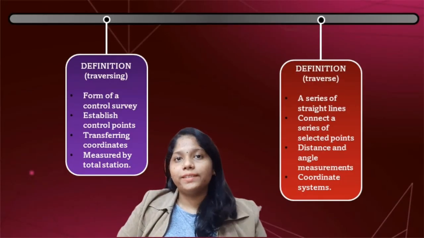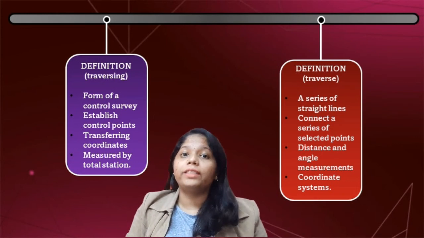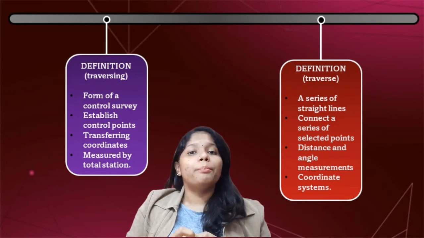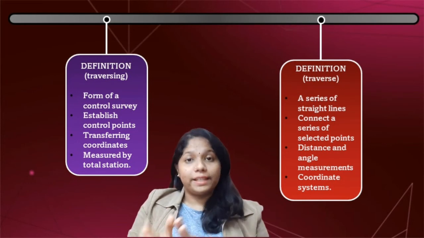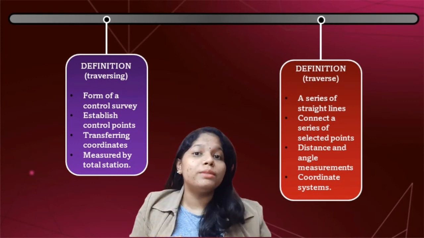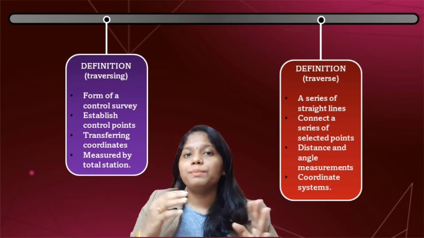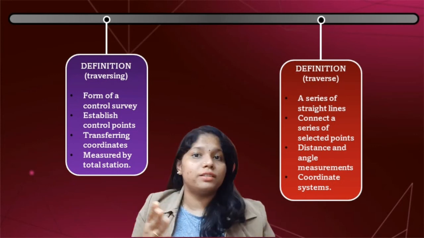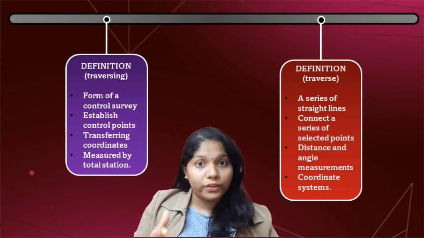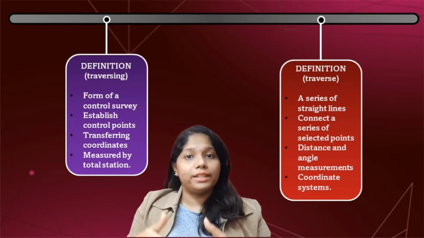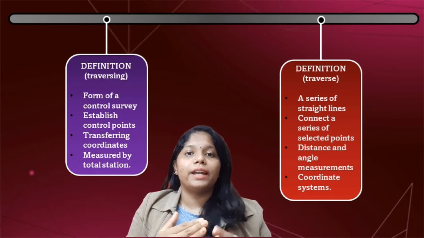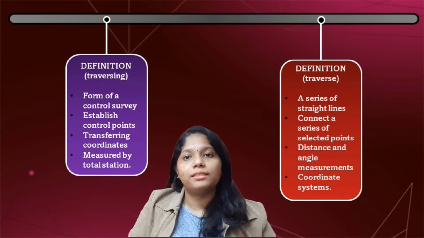What is traversing? Traversing is a form of control survey that requires the establishment of a series of stations that are linked together by angles and distance. So traversing is a method of control survey to establish the control points. A traverse must start with a control station, which is known as a coordinate, and it is a method of transferring the coordinates. The angles and the distance are measured by the total station. So the traverse is designed, and the procedure of computing and adjusting is a traverse.